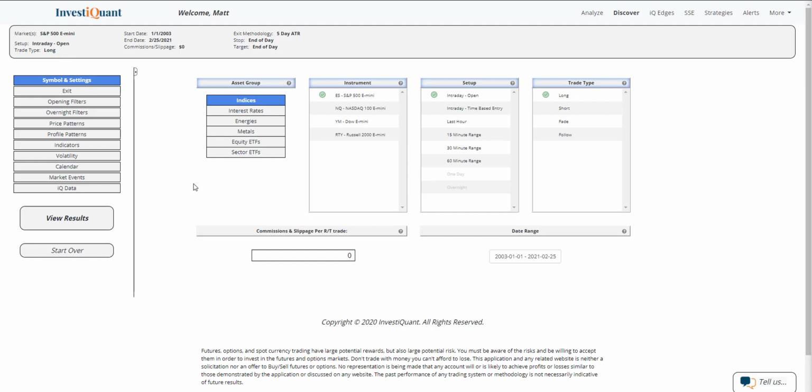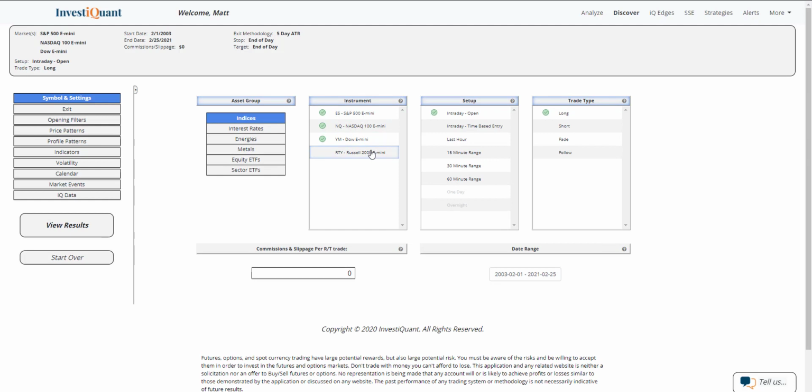So what we're going to look at this morning is what has happened historically on GDP report day. That's one of the many market events that we have available within Discover that you can test. So I figured we'd take a look at that this morning. So let me go ahead and add all four instruments.